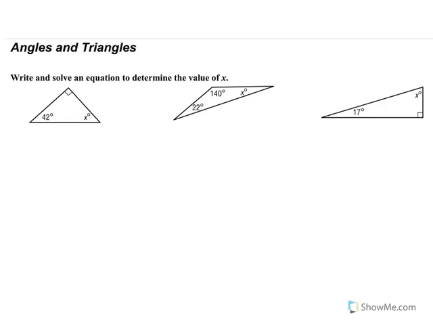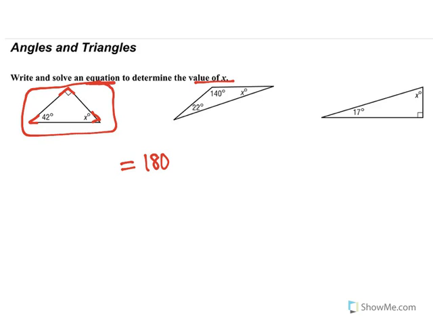All right, so here we have 3 different triangles. We're going to go ahead and focus on one at a time. So what we're going to do is we're going to go ahead and focus on this one first. And here it says, write and solve an equation. So I need an equation, something with an equal sign, to determine the value of x. So I know that if I add this angle plus that angle plus that angle, it's going to equal 180 degrees. Let me go ahead and rewrite that. So I know that together it's going to equal 180 degrees.